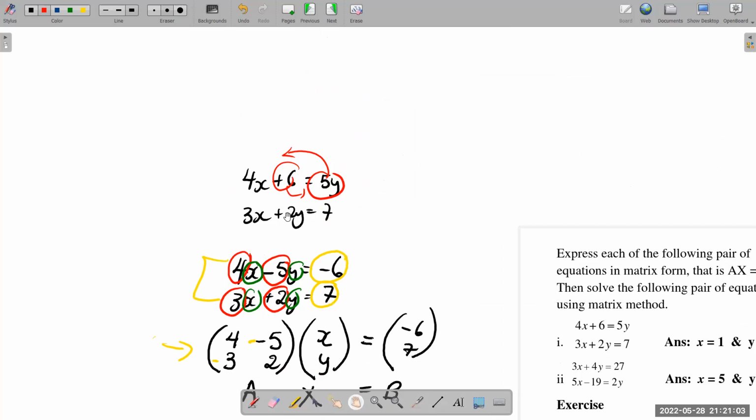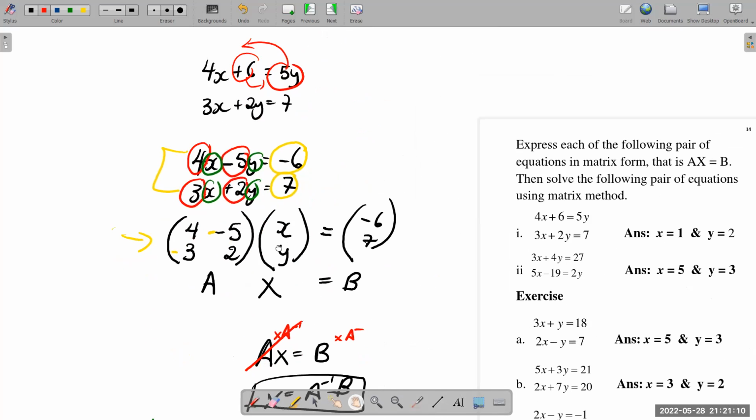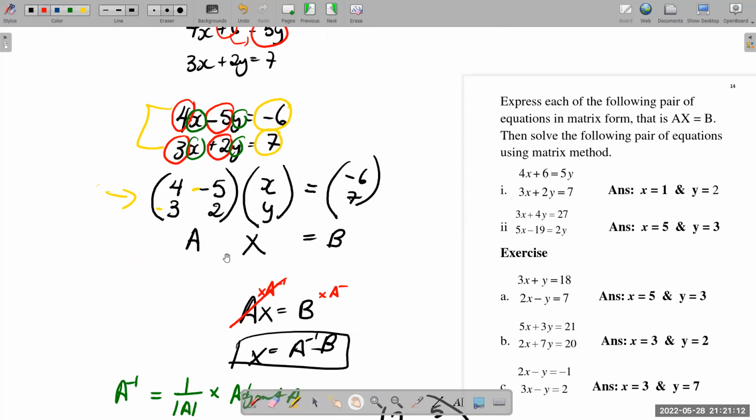You have to take the simultaneous equations and represent them in matrix form. That's what we did here. And the most important part is this AX equals B. That's the representation of this format.